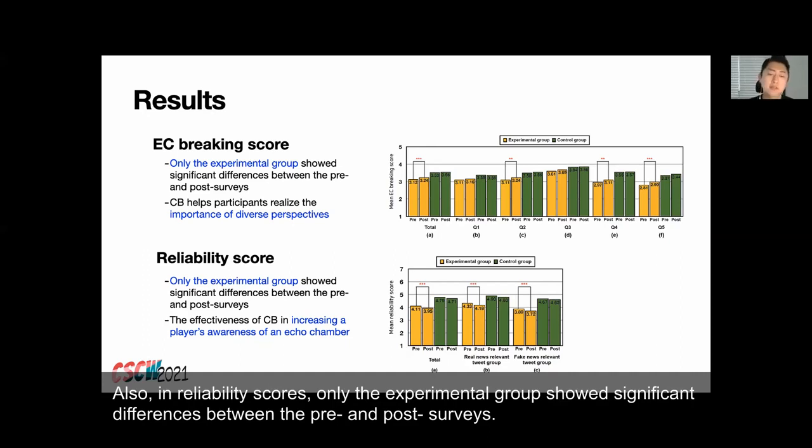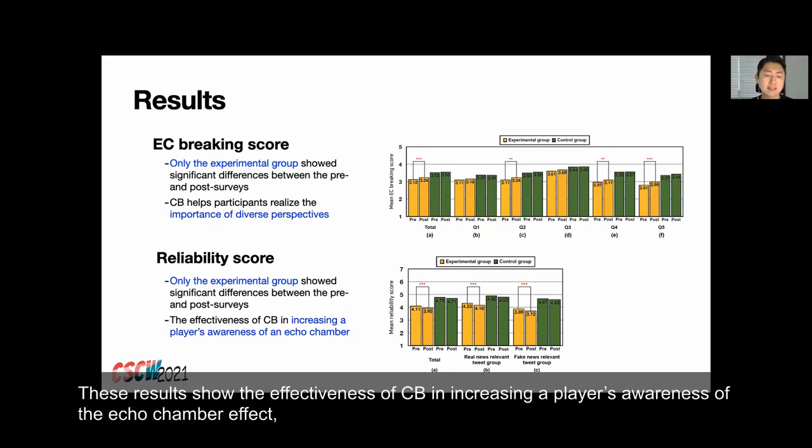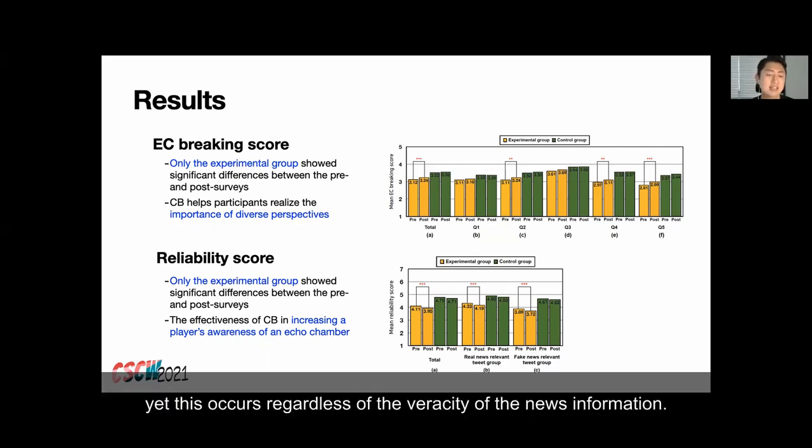Also, in reliability scores, only the experimental group showed a significant difference between the pre and post surveys. This result showed the effectiveness of CB in increasing a player's awareness of the echo chamber effect, yet this occurred regardless of the veracity of the news information.